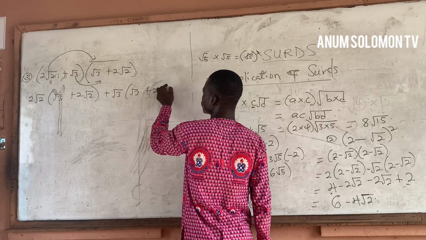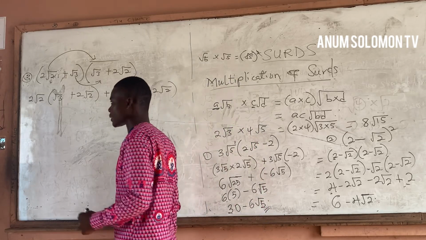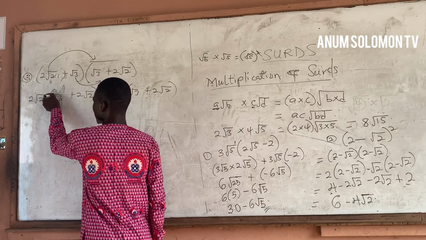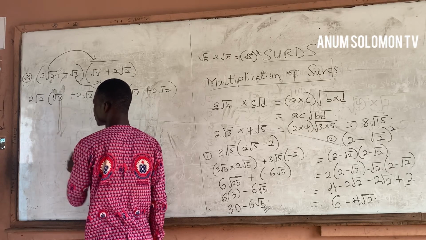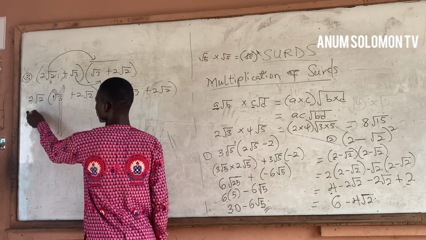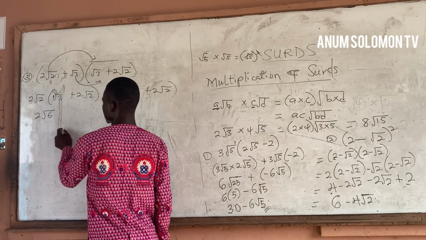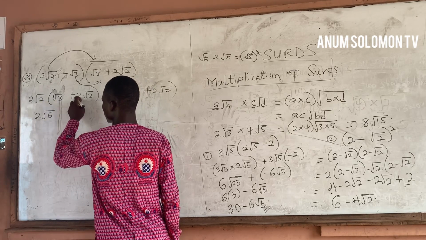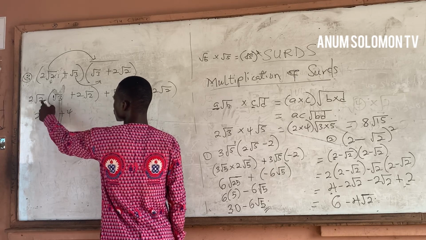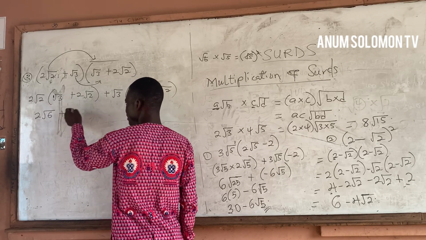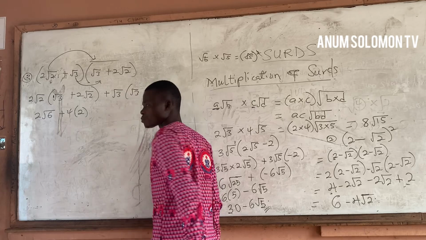plus 2 root 2. Now let's take our time and expand. The number here is what? 1. So 2 by 1 is what? 2. Root 2 times root 3 is root of what? 6. 2 by 2 is what? 4. Root 2 by root 2, the same set, is what? 2.